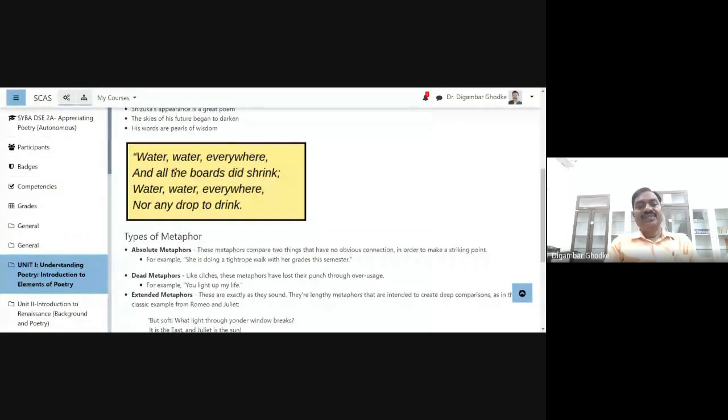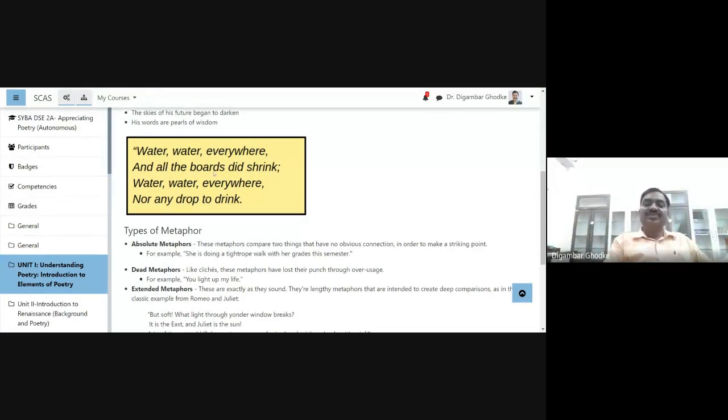Now here you can see the comparison between boats and the person's thirst is made. The boats, here he's referring to the ship. There was not a single drop of water on the ship. So by this he suggests that the people on the ship were thirsty and there was water everywhere. So boats did shrink means these boats are without water and the people on the boat are thirsty. The thirst of the people is reflected through this use of boats.